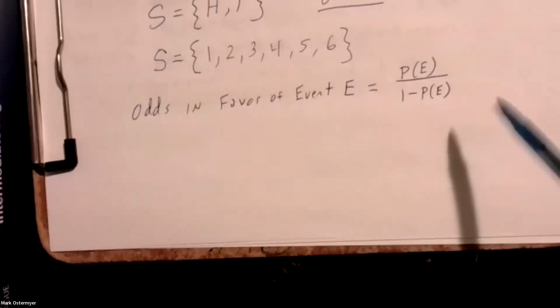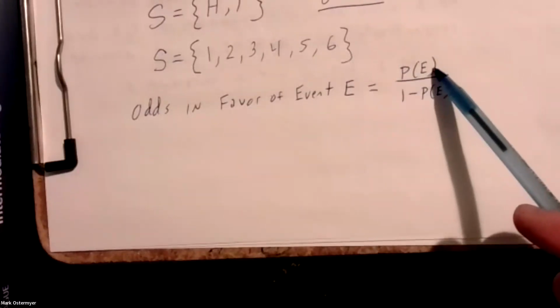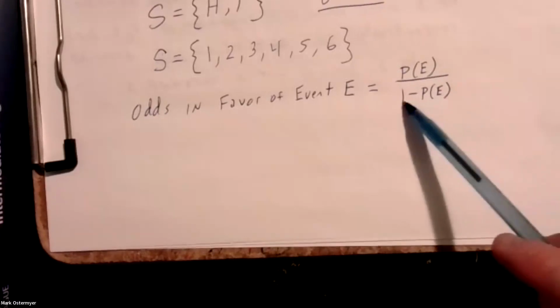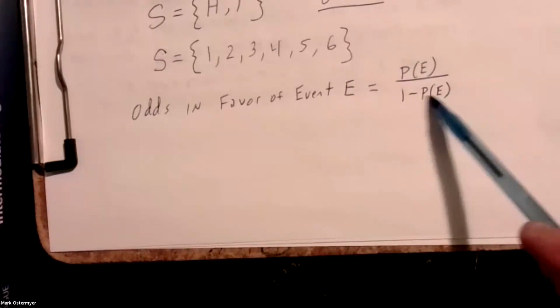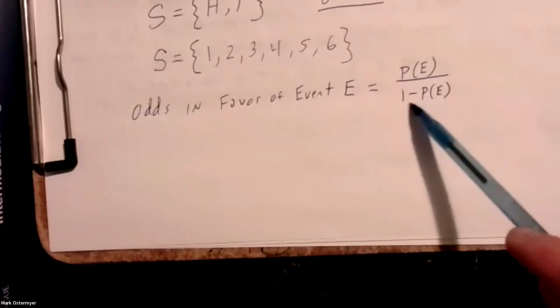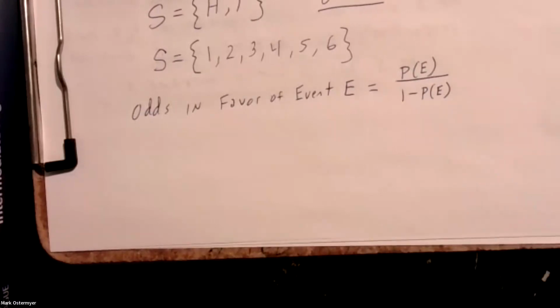In other words, ladies and gentlemen, the odds in favor of event E occurring is going to be equal to the probability that event E occurs divided by, what's another name for 1 minus the probability of event E occurring? It's called the complementary probability rule. Do you agree? This is saying the probability of event E not occurring. Does that make sense?